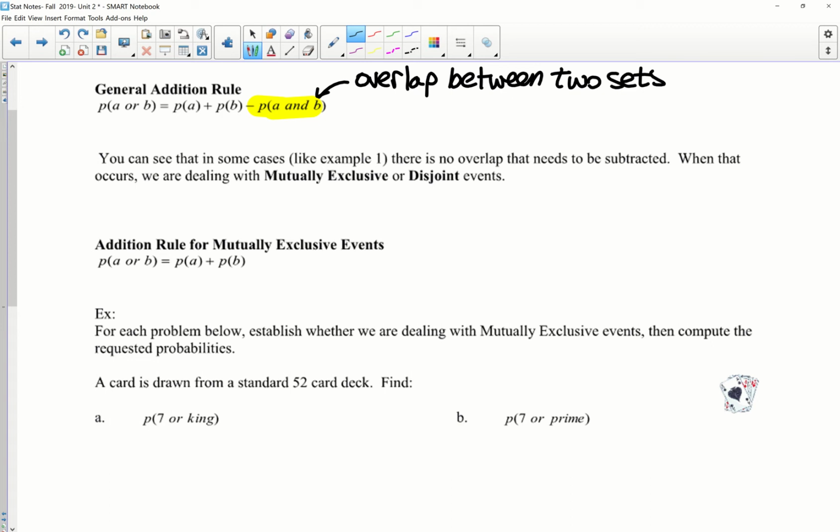All right. And so the addition rule for mutually exclusive events, I would say you're probably not going to be as interested in that, because it's as simple as saying, well, if there's no overlap, there's no need for this part of it. So this general rule just collapses down to the first 2 probabilities being added together.